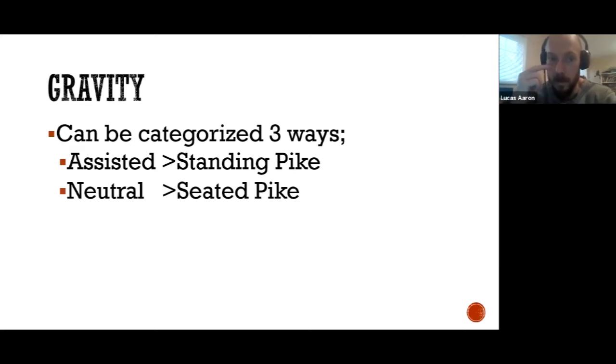The second one would be neutral positions. So a neutral position would be where we're not fighting against gravity at all, but rather just using the outcome of our own range of motion and strength to move through a position. So again, if we're thinking about the pike, a seated pike position, moving forward in a linear path would not be assisted by gravity, nor would it be working against gravity. We would be just using the force of our own range and strength to move through that plane.